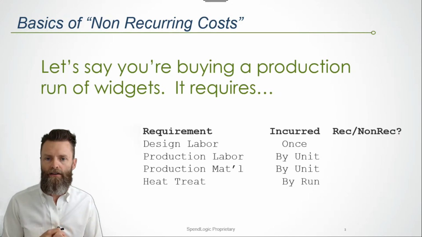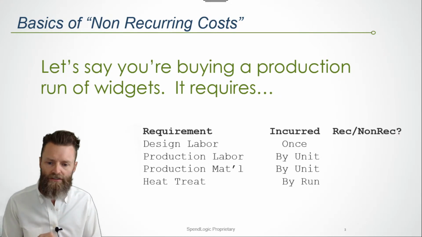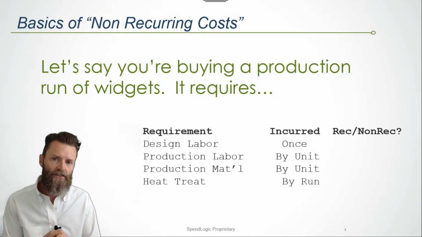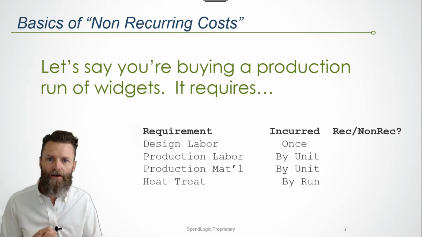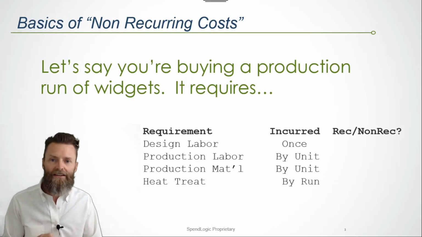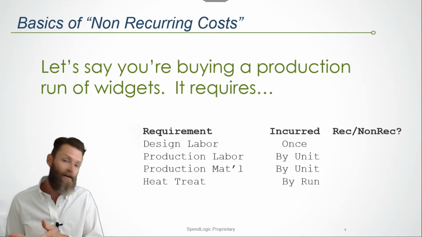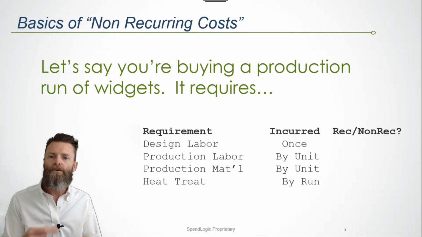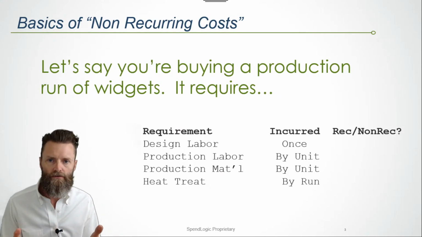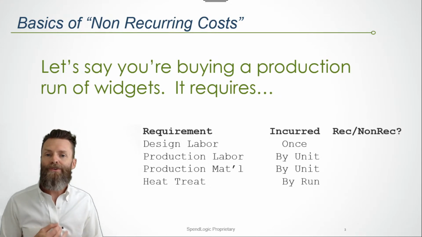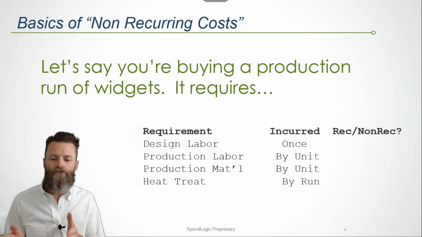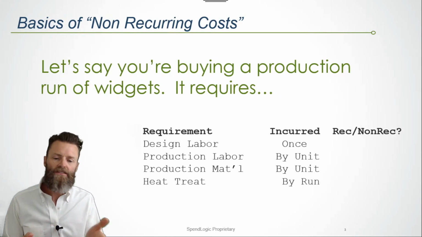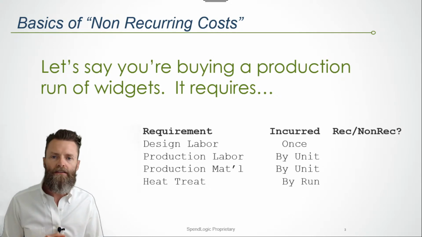If you produce 5 units, then you're going to have 5 units of production labor. You're going to have 5 units of production material. If you produce 10 units, then your production labor units are going to go up to 10. You have to do it on every single unit that you produce, regardless of how many you produce, okay? Now, the last one, heat treat, okay? Heat treat is an example of something that's done by, I said by run in this example.